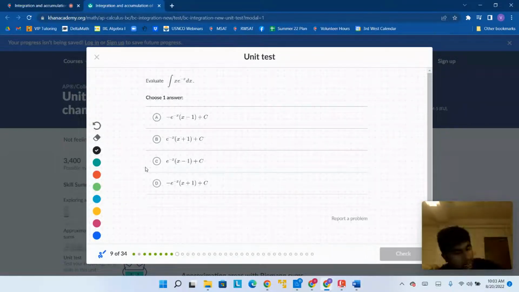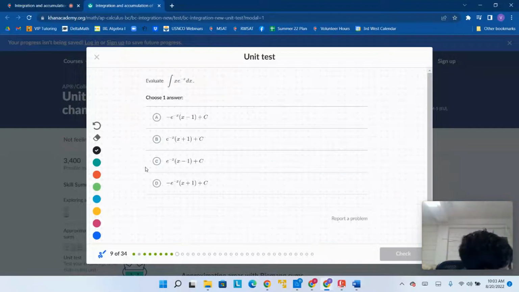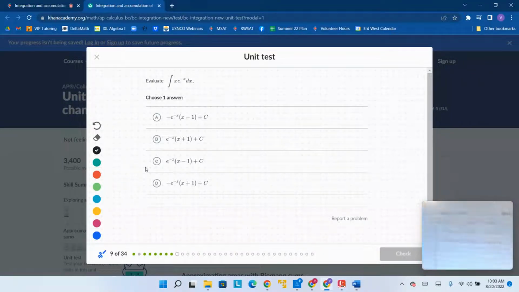Now I can subtract the second one off from both sides. And I end up with the integral of f prime of x g of x dx is going to equal f of x g of x minus the integral of f of x g prime of x dx. Like this, the bottom one. That is what we're doing right here.